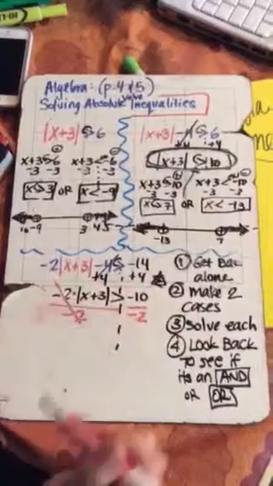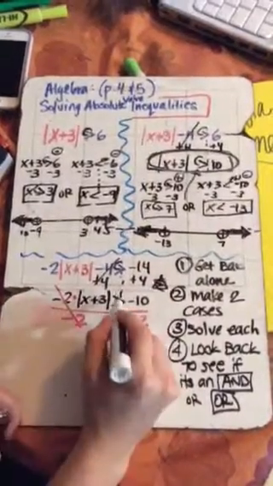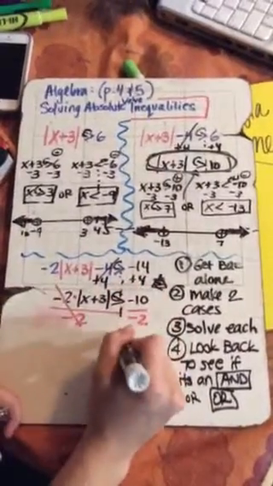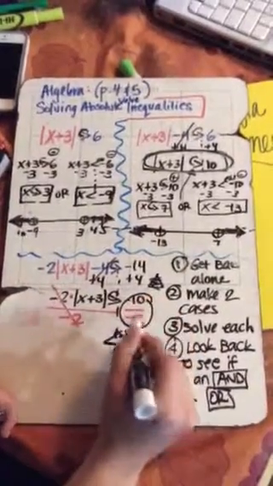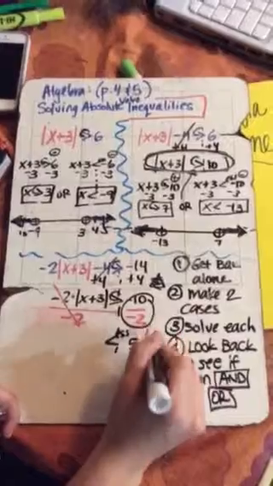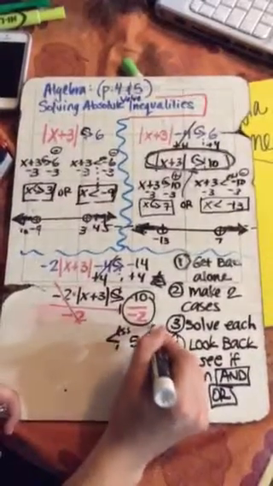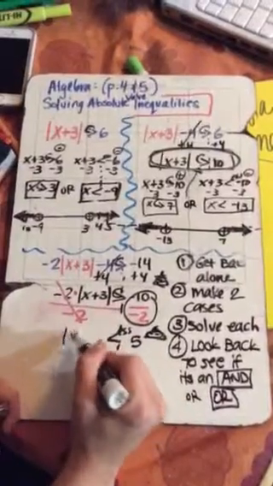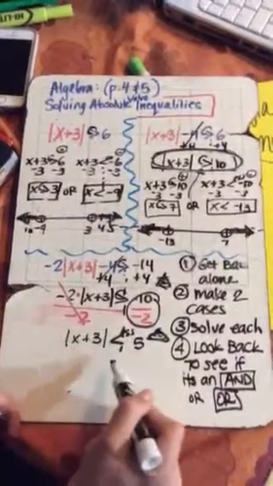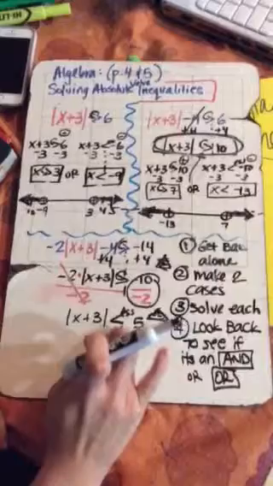And this cancels. When we divide by a negative, remember we flip the sign. So instead of greater, we make it less. And then here, negative divided by a negative would be positive. Now we do use this for multiplication and division. Negative divided by a negative is a positive. Now we have the absolute value bars alone. Once the bars are alone, now we're ready to make our two cases.